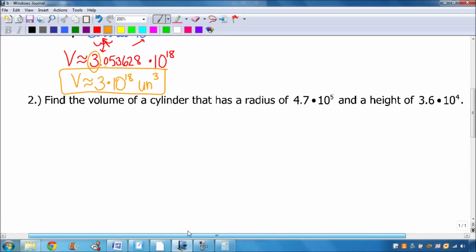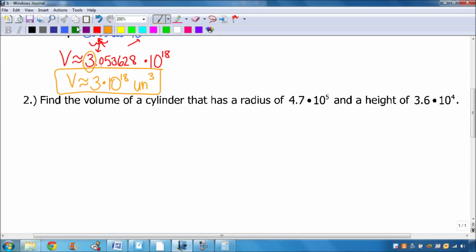All right, let's take a look at question number 2. Find the volume of a cylinder. So this time we've got a cylinder that has a radius of 4.7 times 10 to the 5th power, and a height of 3.6 times 10 to the 4th power. So let's go ahead and figure this out.